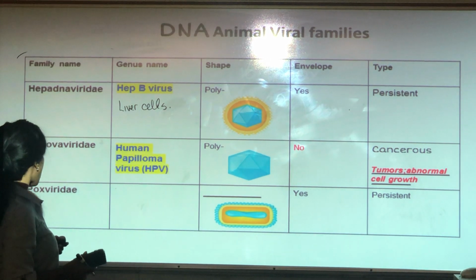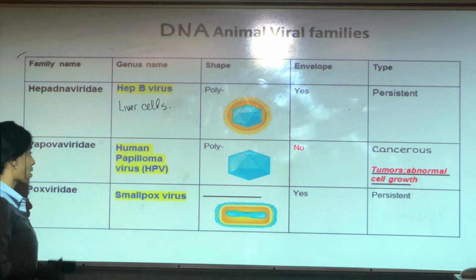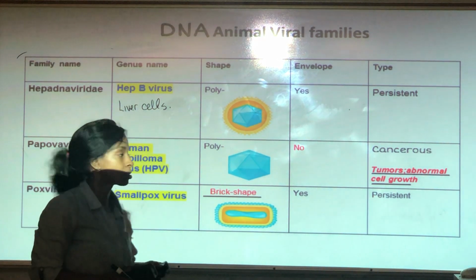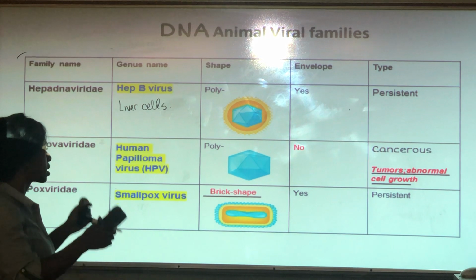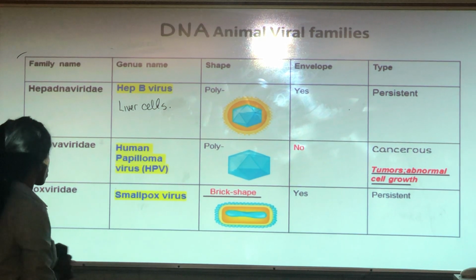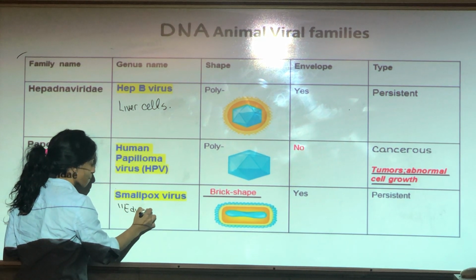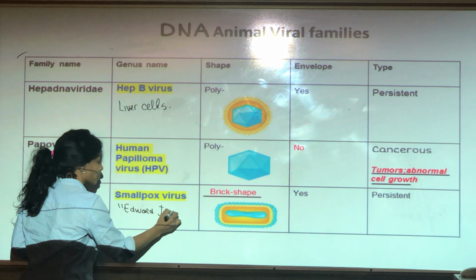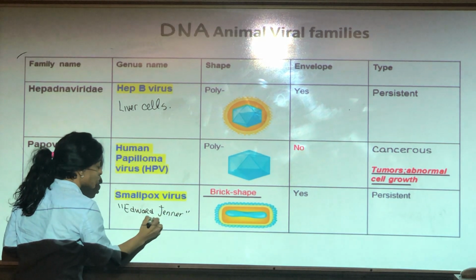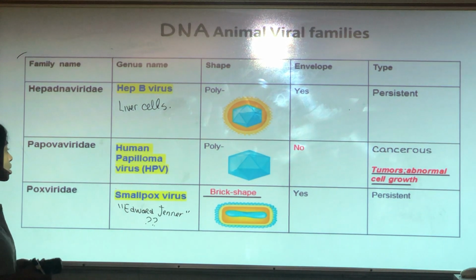But the Poxviridae includes your smallpox. This has an unusual shape. It is a brick-shaped virus. All right, so this is the brick-shaped virus, and it is persistent. All right, so this is a DNA envelope virus, and we'll talk about smallpox when we talk about Edward Jenner. So you guys can review, who is Edward Jenner? You can look at that before I get to it. Now he's discussed in chapter 1.